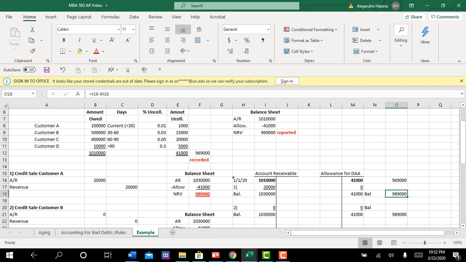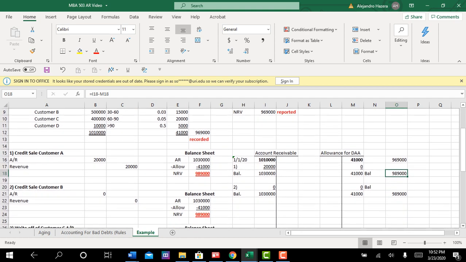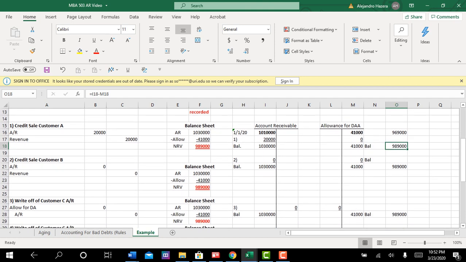Now I don't want to beat a dead horse here, but I'm going to go down here and look at this again. Now we have a credit sale to customer B. Let's assume the credit sale to customer B is for $10,000. That's our credit sale for customer B.